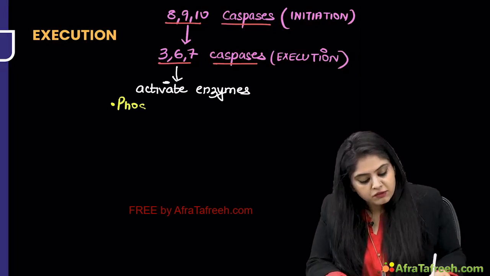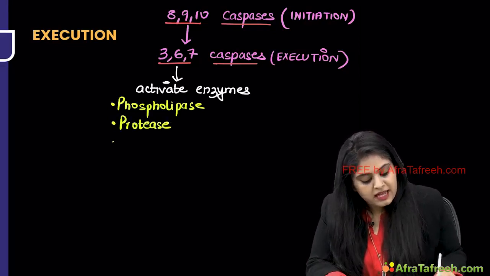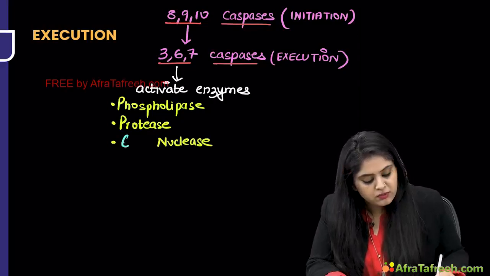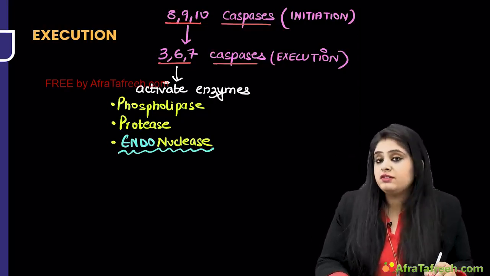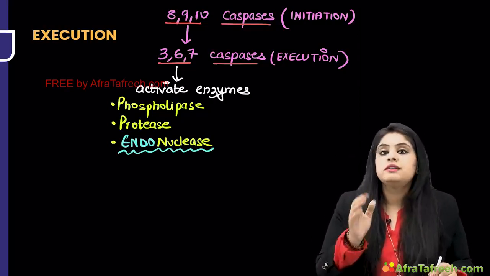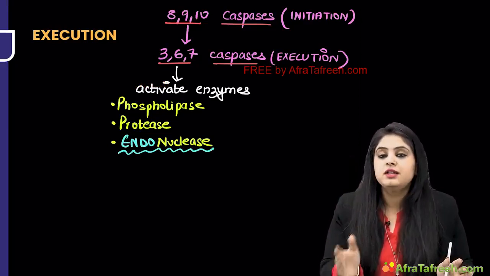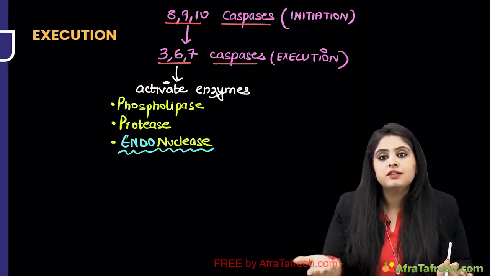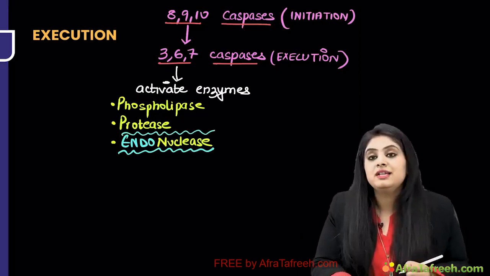So which enzyme will you activate? First one, for phospholipids you will activate phospholipase. For proteins, you will activate protease, and for nucleus you will activate nuclease, but with a twist in the story, because here what I activate is an endonuclease. So please remember that whenever you want to break the cell, target three things, three backbones of the cell: phospholipids, proteins, nucleus. So phospholipase, protease, nuclease.